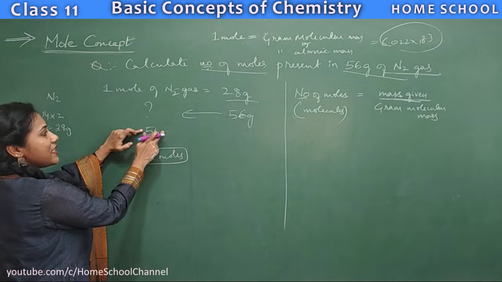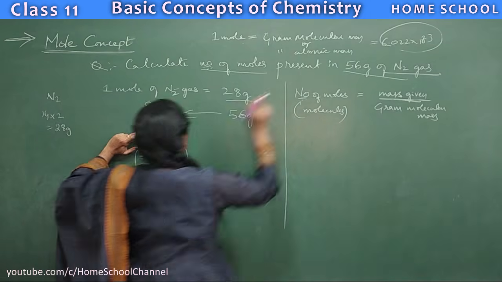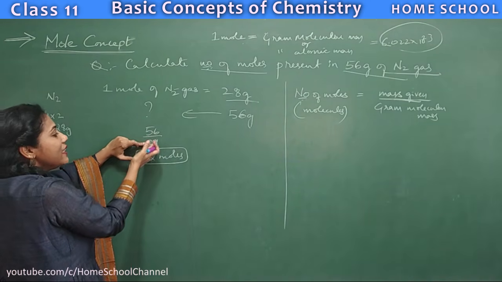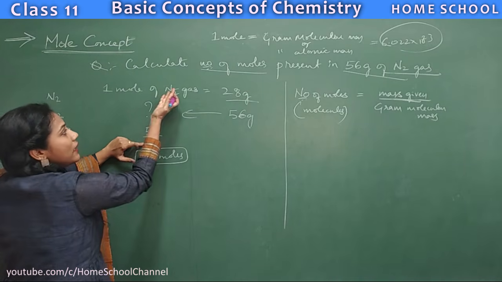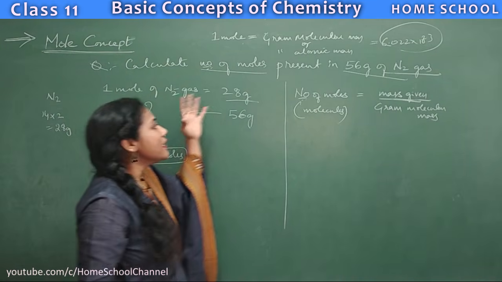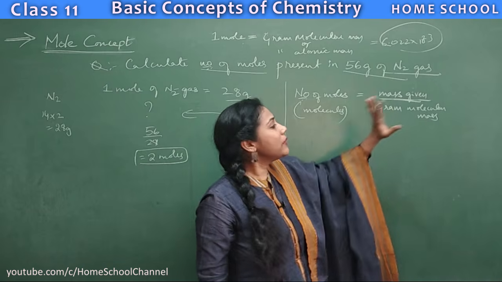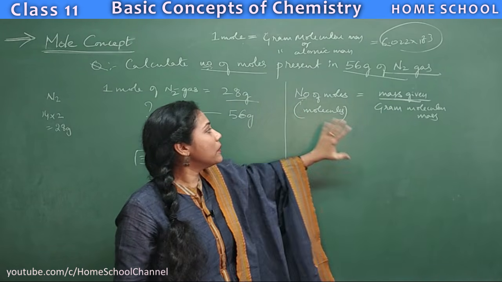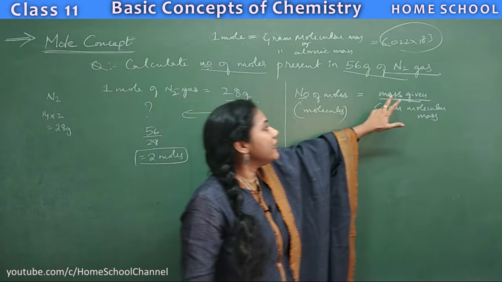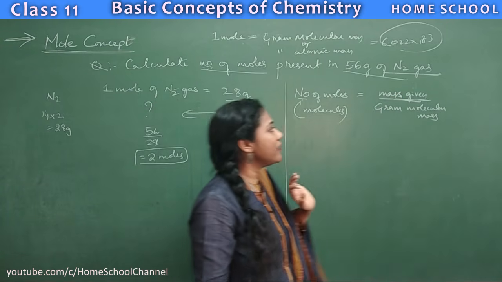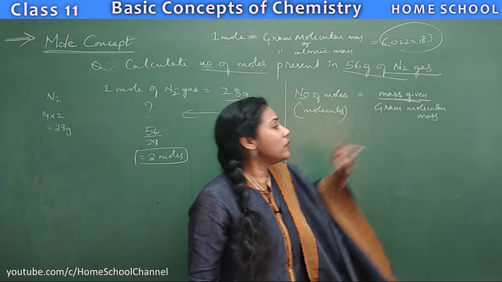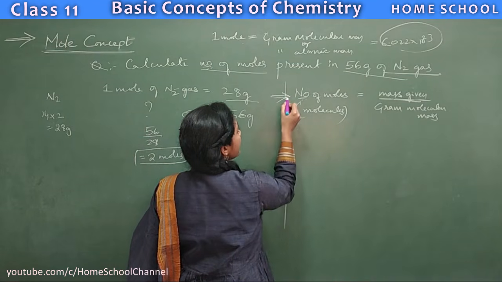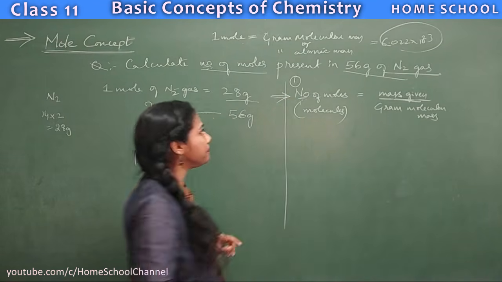See what we have done: 56 is what? It is the given mass. 56 divided by 28 we have done here, right? 28 is nothing but the gram molecular mass of nitrogen. So this is the shortcut formula you can use for any molecules. Whenever you want to calculate the number of moles in a molecule, you have to use the formula mass given divided by gram molecular mass. This is your formula number 1.